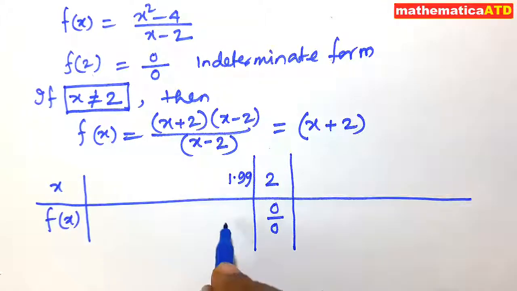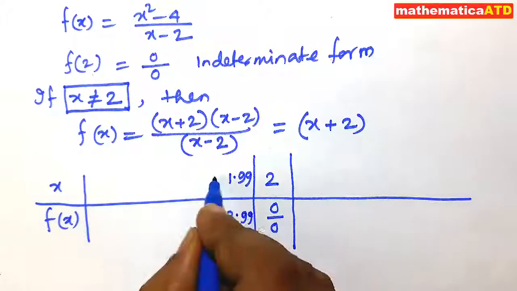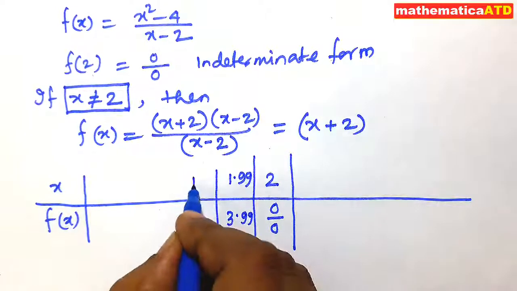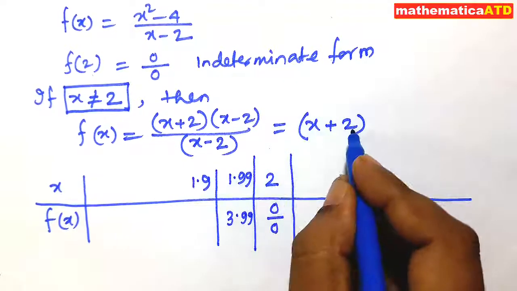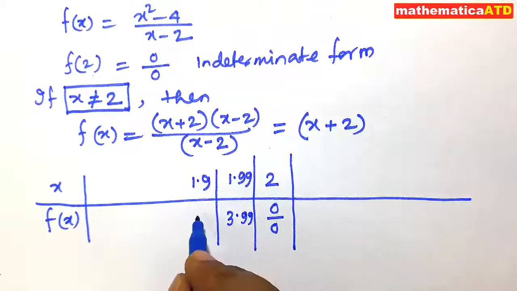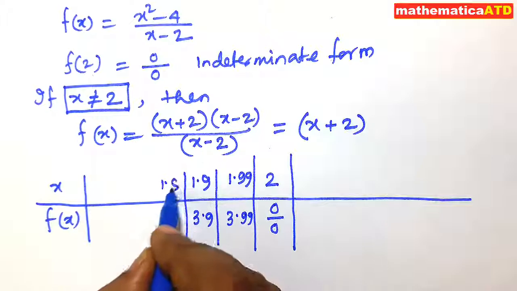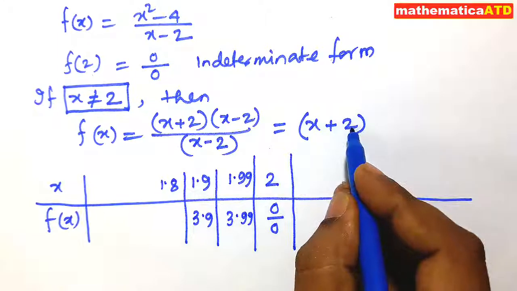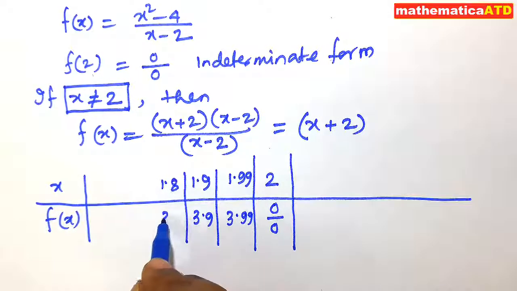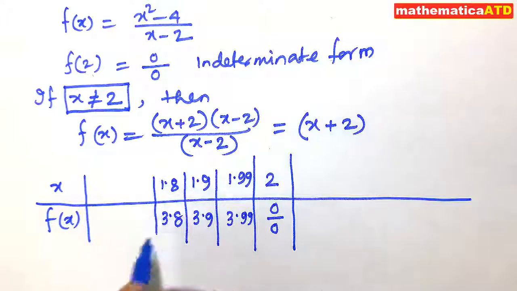So f(x) is equal to 3.99. Take other points. Say 1.9. So 1.9 plus 2 is equal to 3.9. Take other points. Say 1.8. So 1.8 plus 2 is equal to 3.8, and so on for the other points.